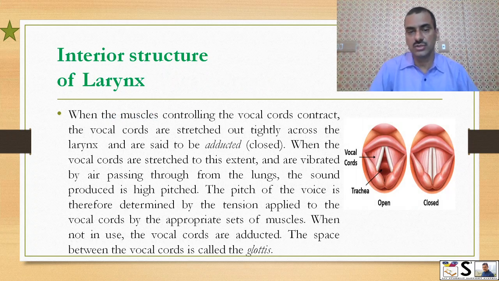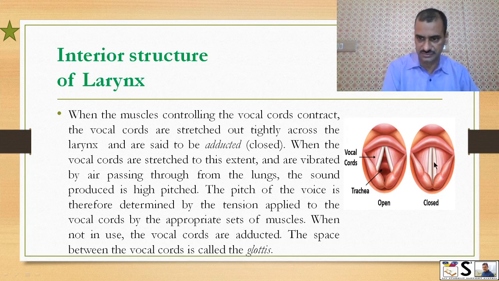When the muscles controlling the vocal cord contract, the vocal cords are stretched like this. Here they are relaxed and here they are stretched. And at this time we call them adducted or closed. When the vocal cords are stretched to this extent, they are vibrated by the air passing through them to the lungs, and from lungs when the air is expelled out from the lungs. The sound produced is highly pitched.